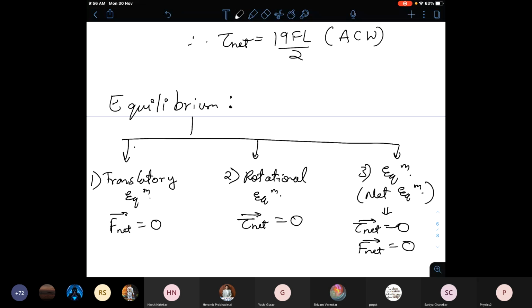From now on, after this chapter, whenever you see equilibrium, you should get in mind that it means that torque as well as net force is zero. So the third one is just equilibrium, simply equilibrium.